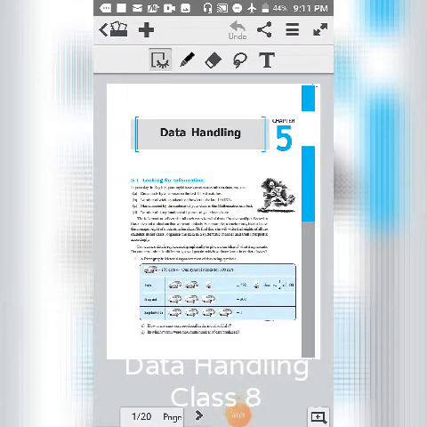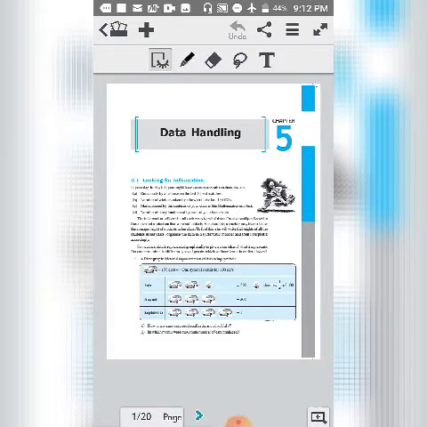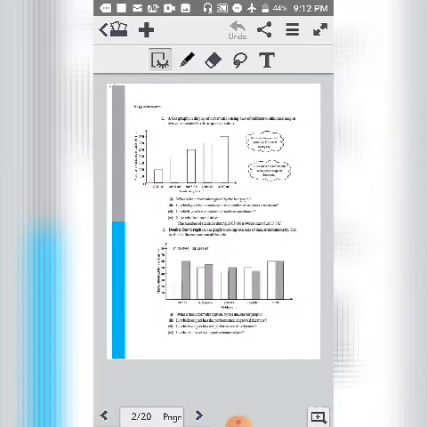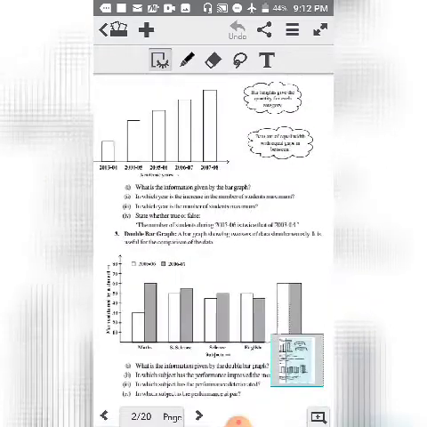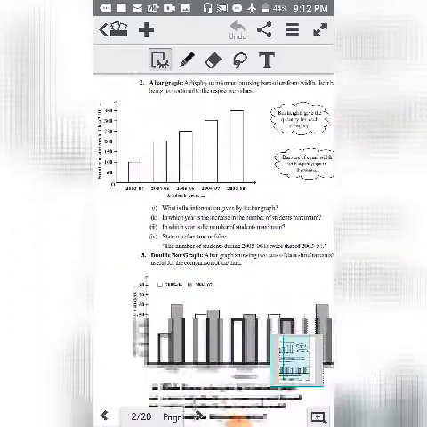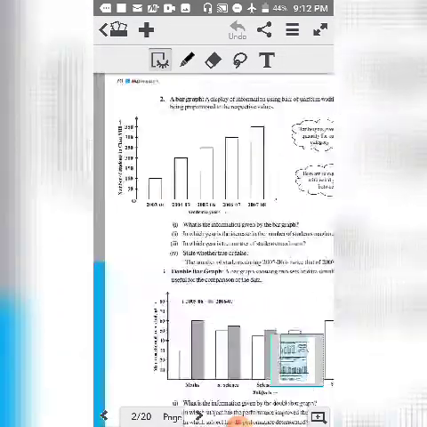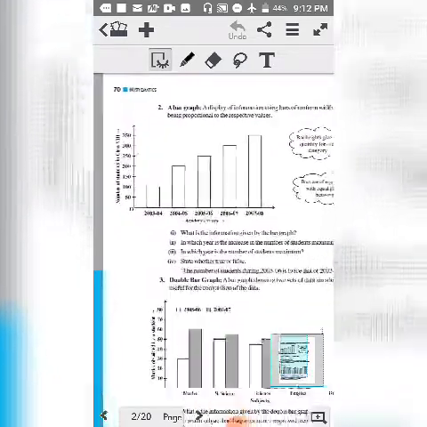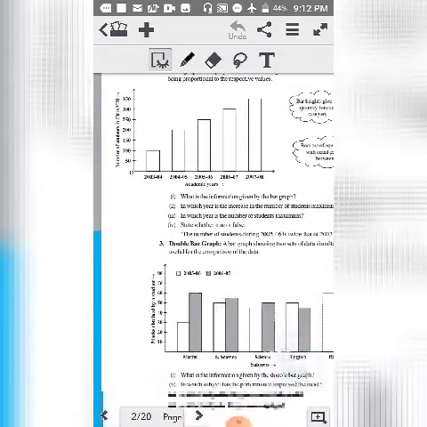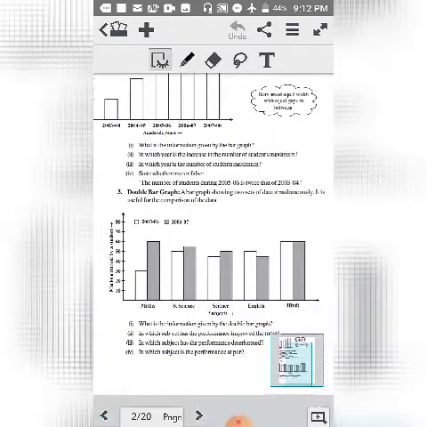Now let's understand chapter 5, data handling. In data handling, some of the portions we have already done. The first is use of a bar graph. The first one is a bar graph where a single bar is shown, and the second one is a double bar graph where two bars are shown.